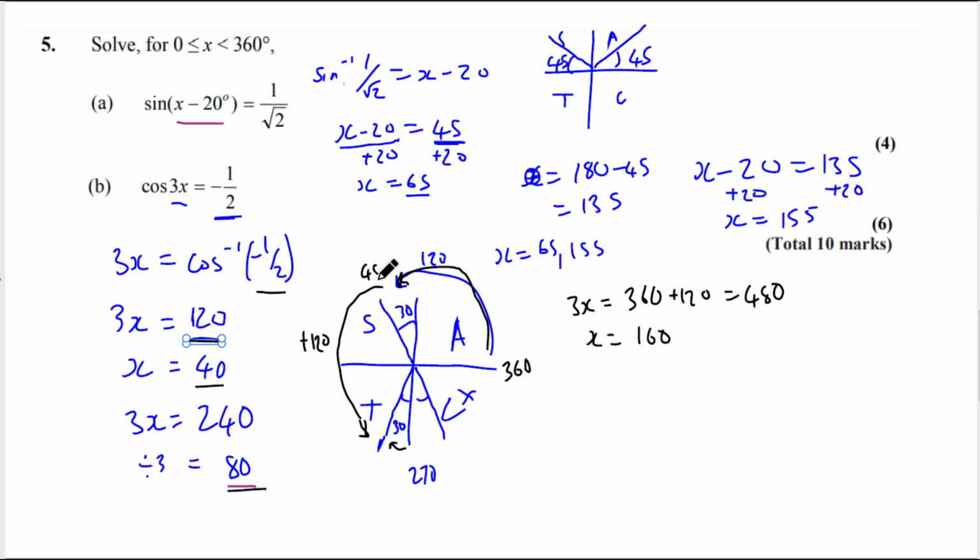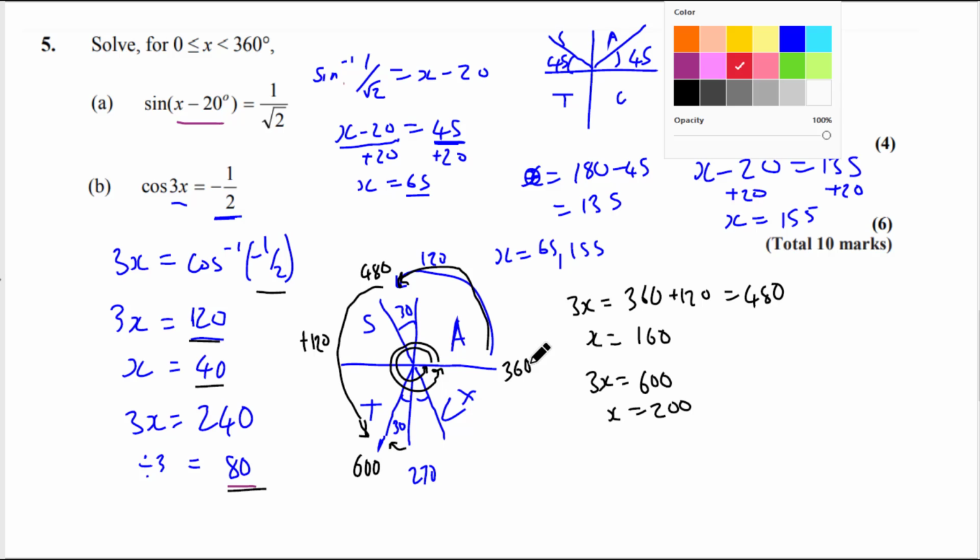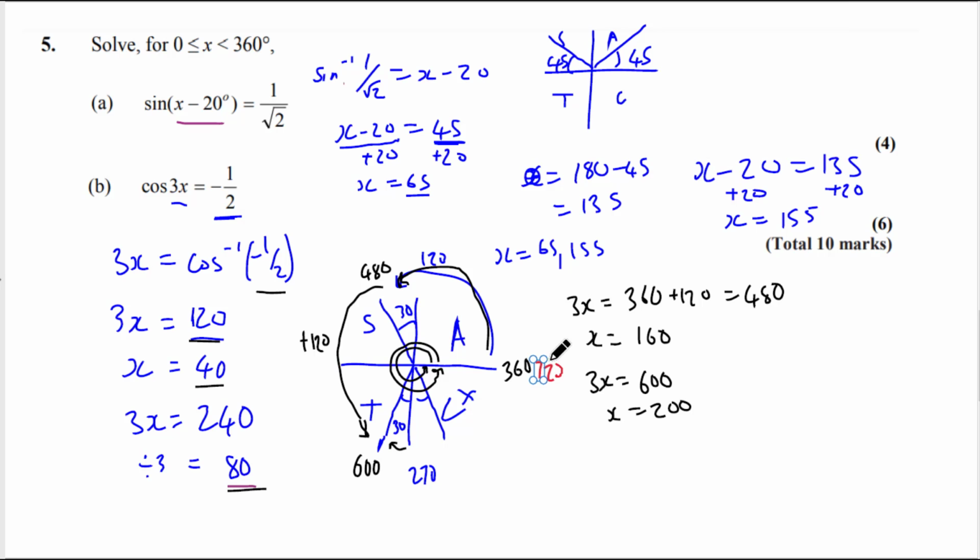So here, this is what I mean, we're at 480. Let's add another 120 to 480 to get to this point, which will be 600. So we get 3x equals 600, x equals 200, another solution. Now we go round twice, that's 360, 720, that's going around twice, we get 720.